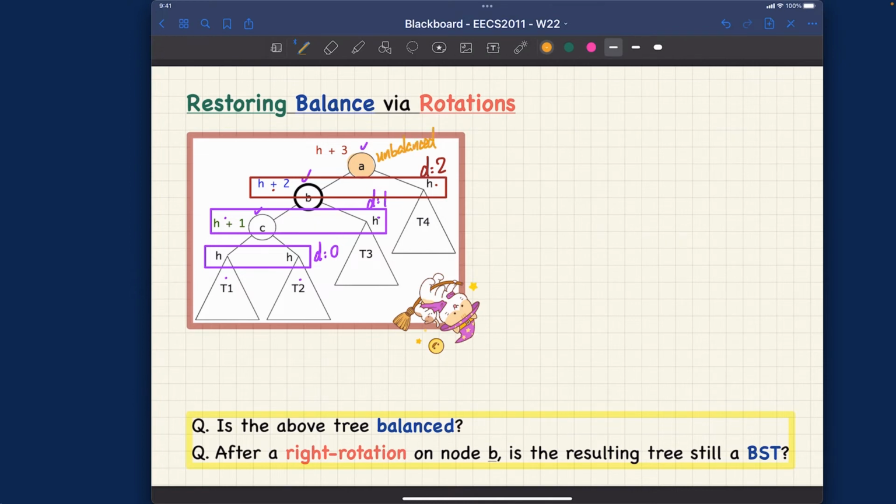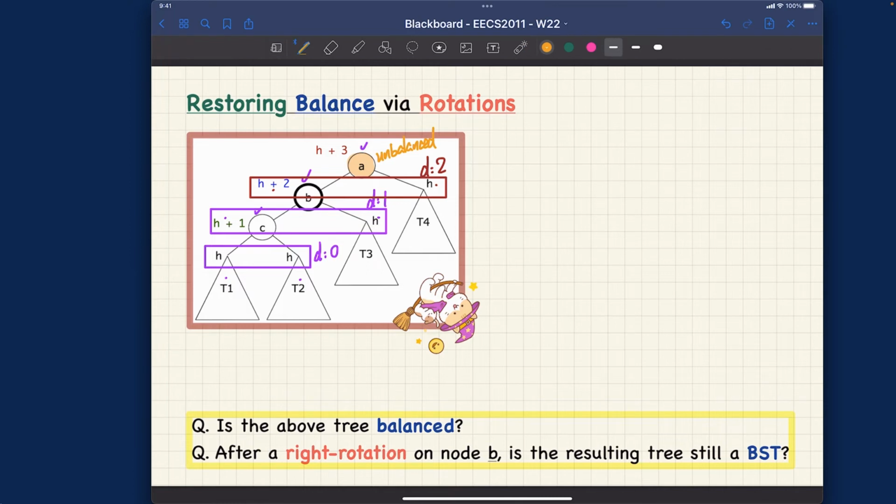So that'll be the answer for the first question, but you should really understand exactly how to check whether or not a node is balanced. And the second question: after a right rotation on node B, is the resulting tree still a BST? Let's now do some pre-processing before we actually do the rotation, which I can show to you.